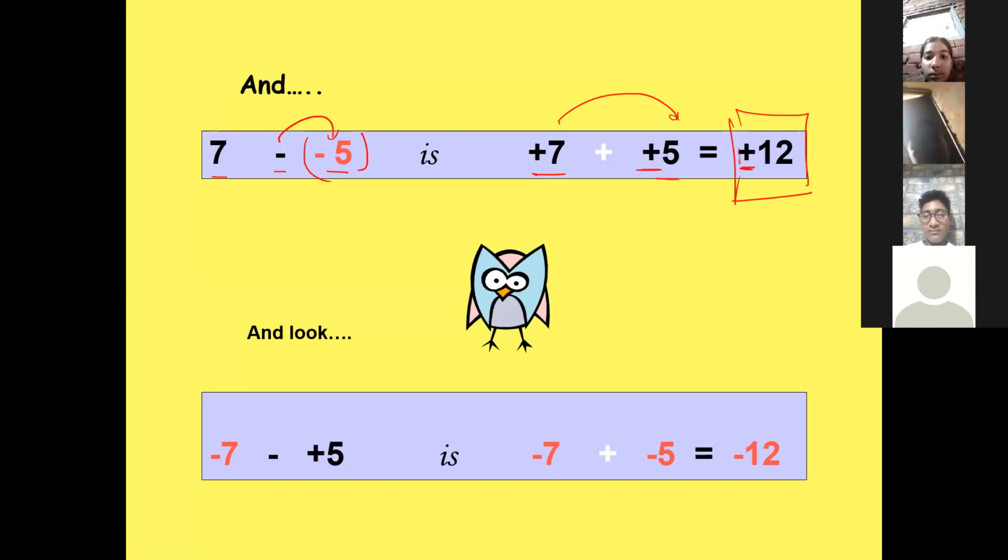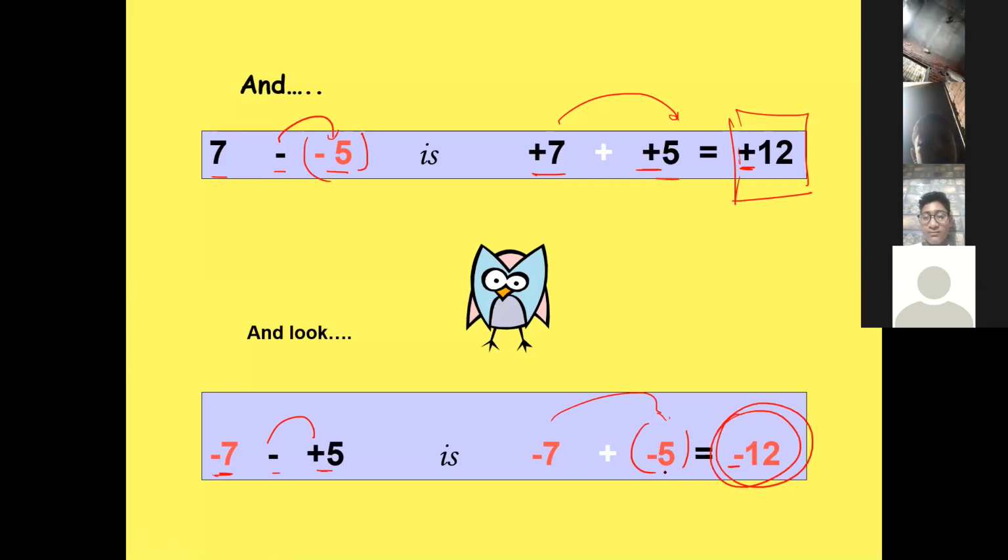Is it clear, Jatin? Next, negative 7 minus positive 5. So plus minus minus. Okay. Now both the numbers are negative. So the answer will be negative, and 7 plus 5 is 12. So the answer is minus 12.